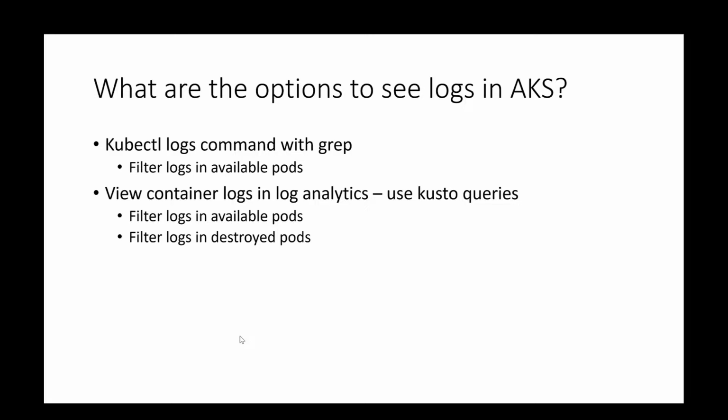Now, the advantage and the difference between kubectl logs and Log Analytics logs is that kubectl logs only allow you to view the logs available in current pods. So if a pod exists, you can use kubectl logs to view the log. But if you want to look at what happened previously, like if the pod is no longer available, then the only option is using Log Analytics and executing custom queries. So today we are going to explore both of these options and see how they work.